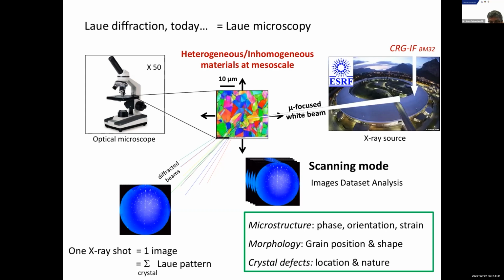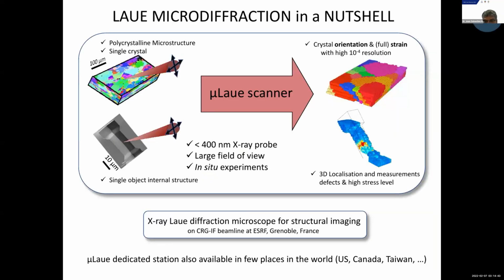So still to summarize, to give you an idea of the technique, on the beamline we can put a polycrystalline sample, or we can put a single crystal, a single object, that can for sure have many grains inside.